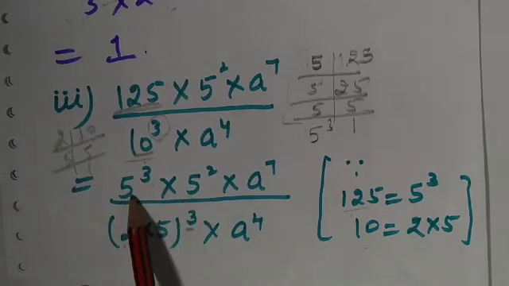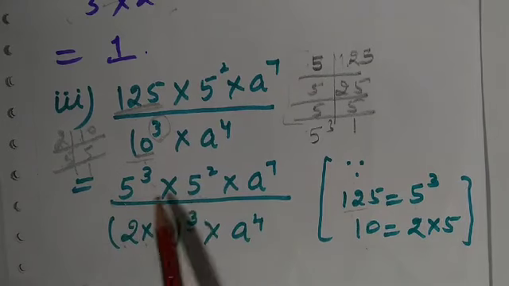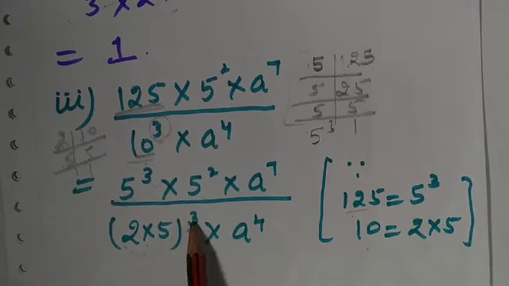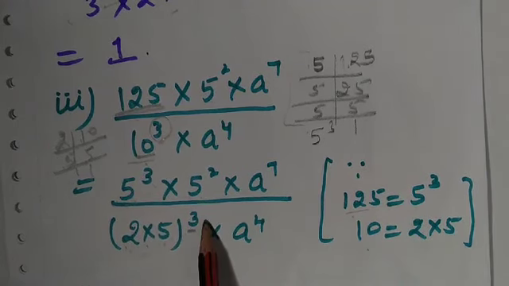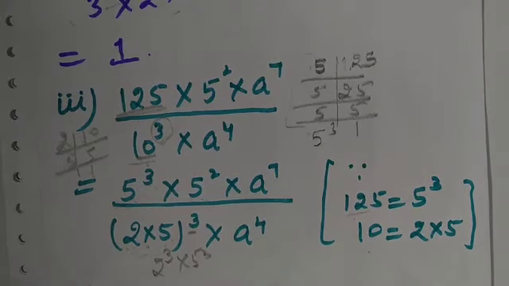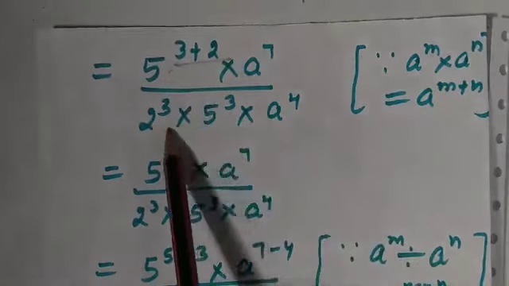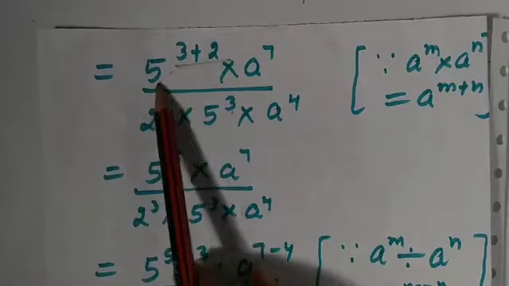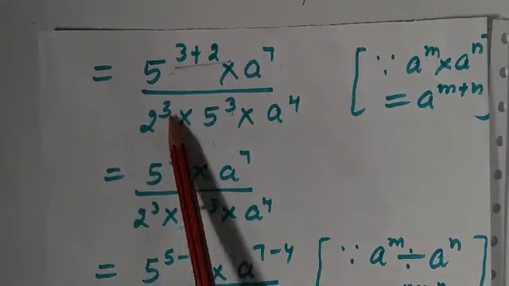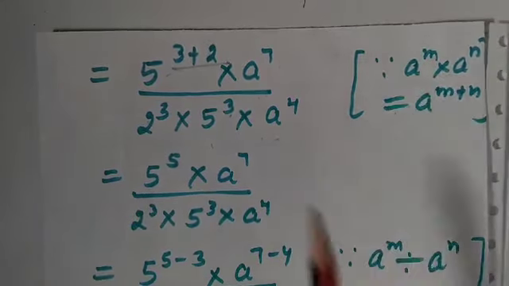Here we have the same base, so the powers get added. In the next step, in the numerator the powers get added and in the denominator the powers get distributed to each number. 2 into 5 raised to the power 3 can be written as 2 raised to the power 3 into 5 raised to the power 3. So 5 raised to the power 3 plus 2 into a to the power 7, and 2 raised to the power 3 into 5 raised to the power 3 into a raised to the power 4. I have applied this law, as mentioned.